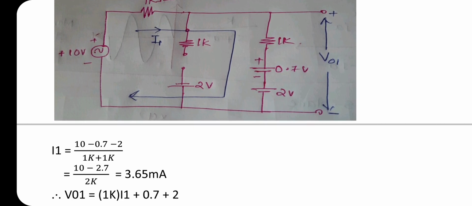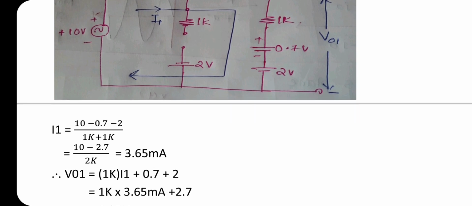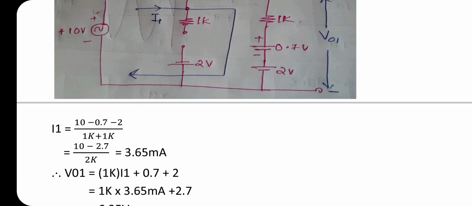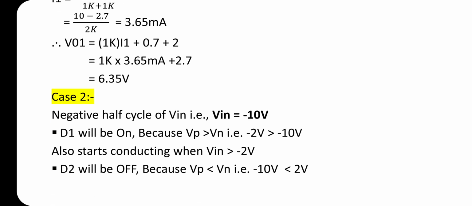Here I1 equal to 10 minus 0.7 minus 2 divided by total resistance 1K plus 1K. We get an answer of I1 as 3.65 milliampere. V01 equal to 1K into I1 plus 0.7 plus 2. We get 6.35 volt.